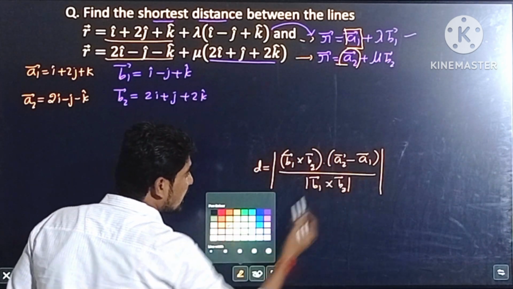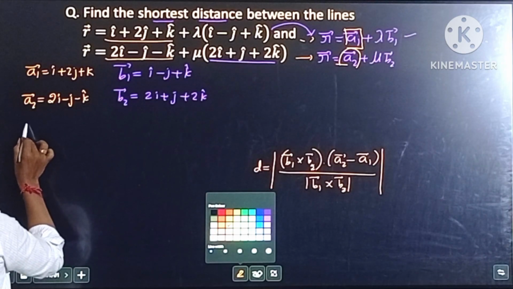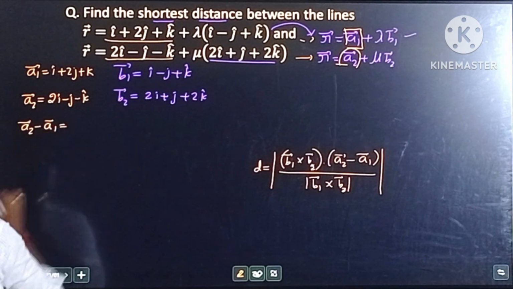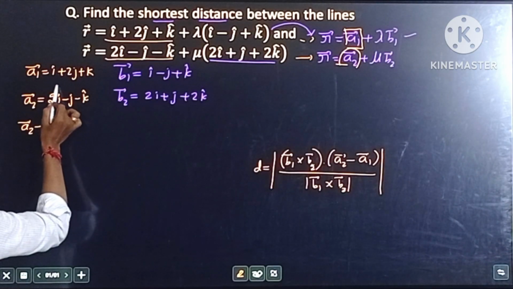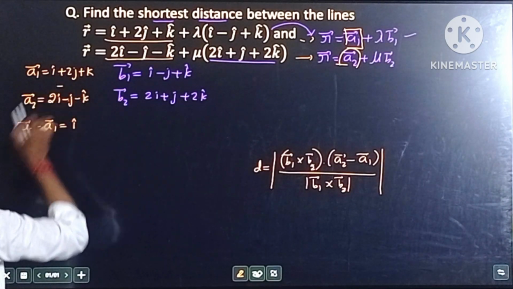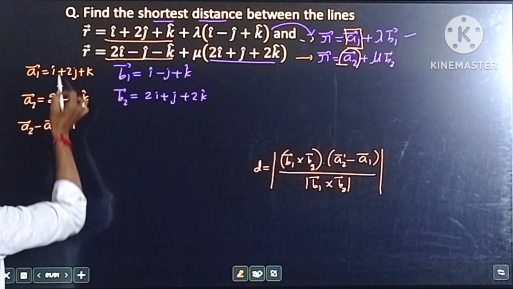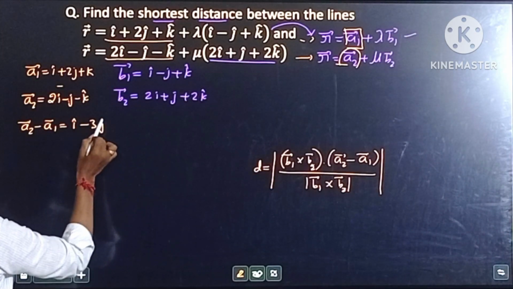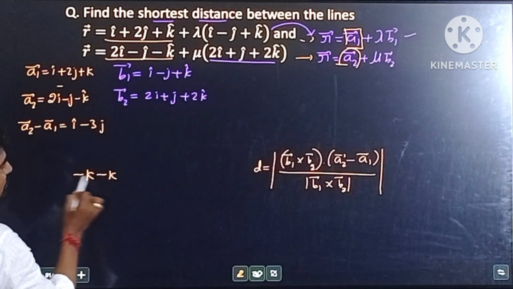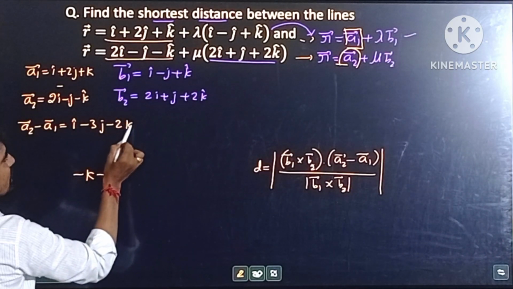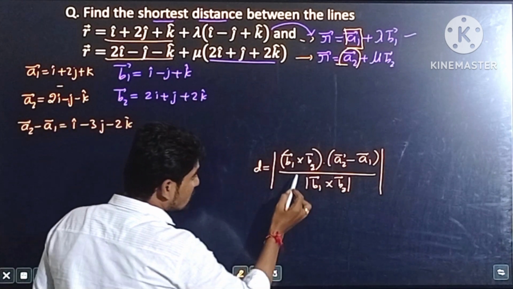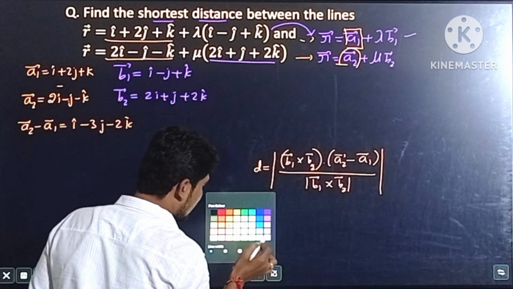Now we need to identify a2 vector minus a1 vector. So a2 vector minus a1 vector is equal to, see here, 2i minus i is i, minus j minus 2j is minus 3j. Similarly, minus k minus k is minus 2k. So we got a2 vector minus a1 vector. And also we need what? b1 vector cross b2 vector.